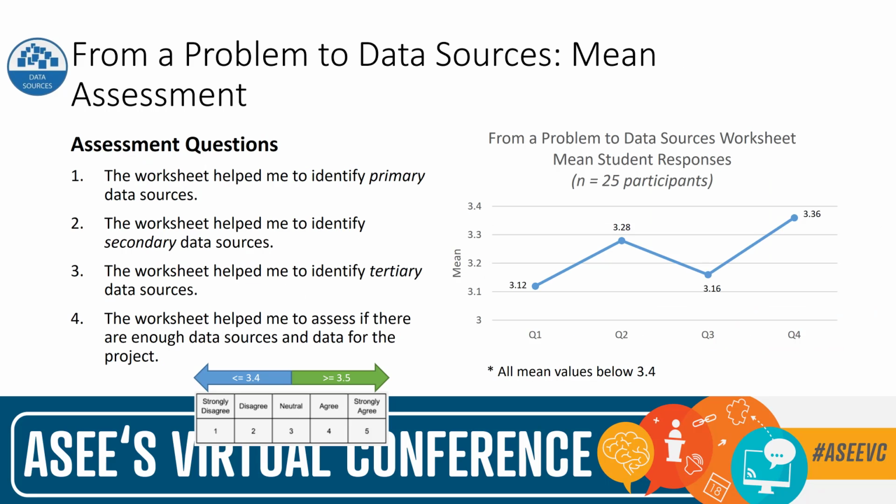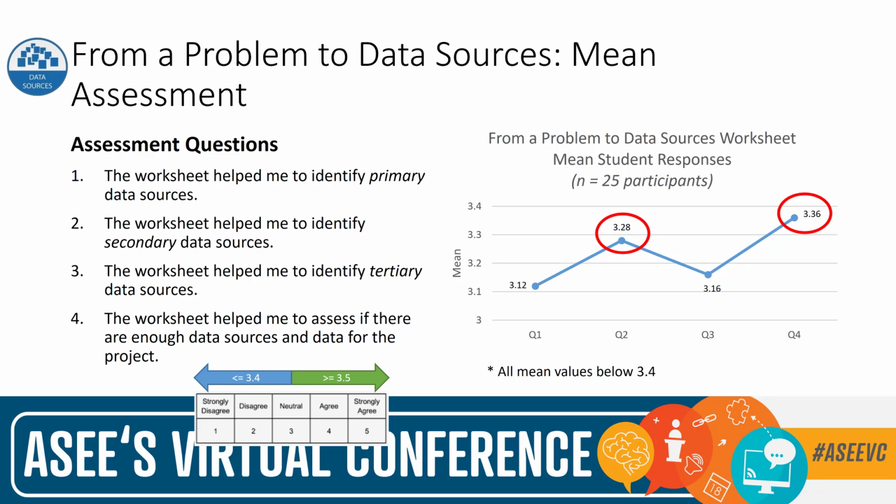There were 4 assessment questions for the last worksheet entitled from a problem to data sources. All mean values are below the 3.4 study threshold. The means oscillated between the lowest mean value for question 1, which is 3.12, to the highest calculated mean value for question 4, which is 3.36. The calculated means indicate, on average, students were neutral regarding the worksheet's usefulness in helping to identify different types of data sources.